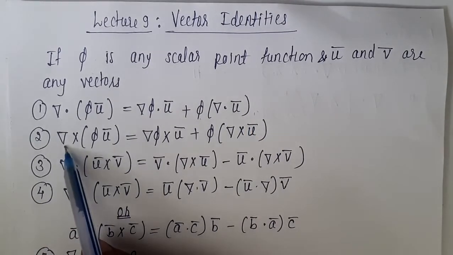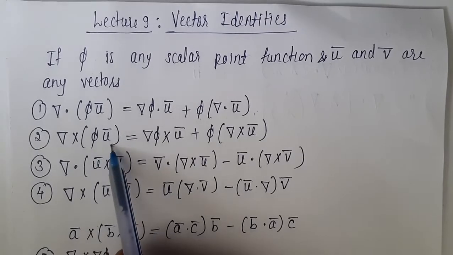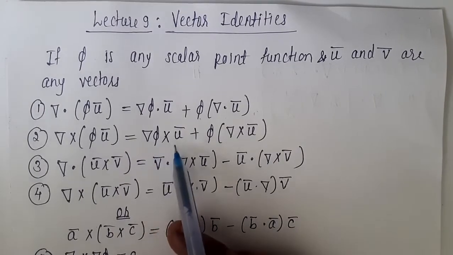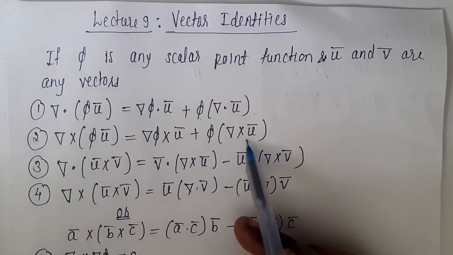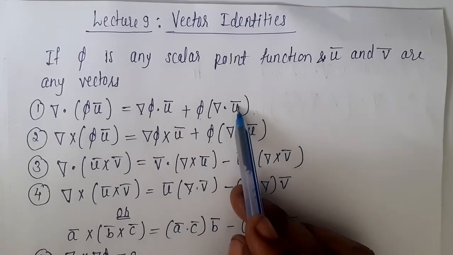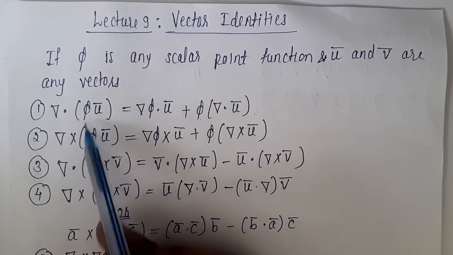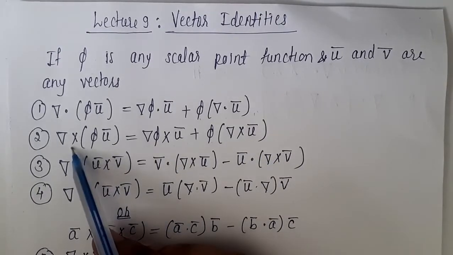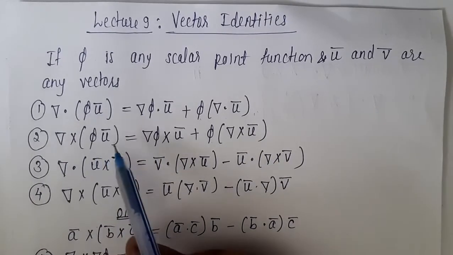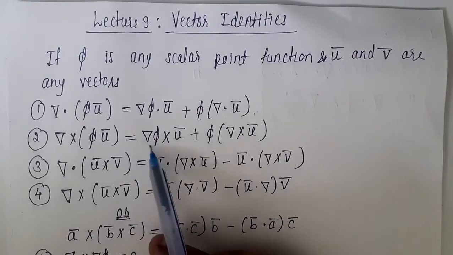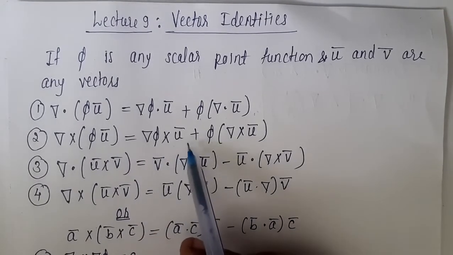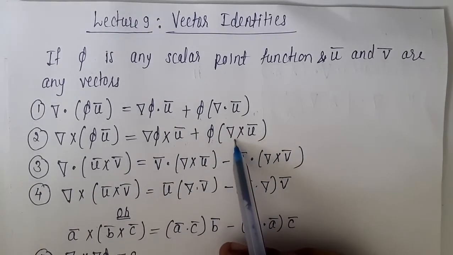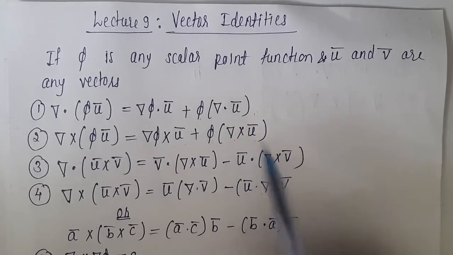Next, the second identity is del cross phi u bar. It is equal to del of phi cross u bar plus phi into del cross u bar. It is the same as the previous one, but there is a change in dot and cross. So here we get a vector quantity. Again I am repeating, del cross phi u bar is equal to del of scalar function cross vector function u bar plus scalar function into del cross vector function u bar.